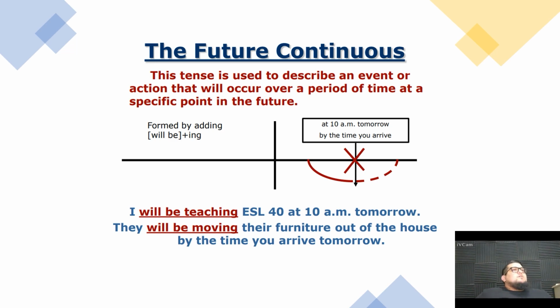The future continuous. This tense is used to describe an event or action that will occur over a period of time at a specific point in the future. It's formed by adding will be plus ing. For example, I will be teaching ESL 40 at 10 a.m. tomorrow. They will be moving their furniture out of the house by the time you arrive tomorrow.